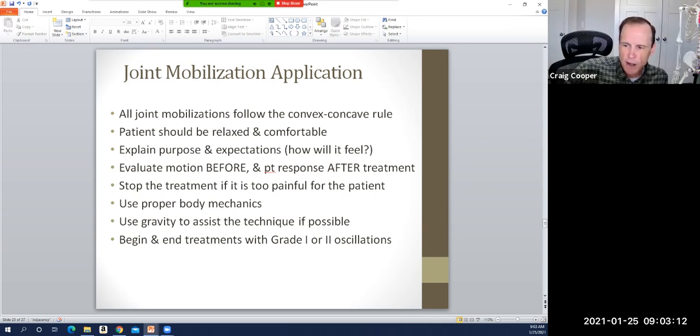And then we typically start out easy. So even if our goal is to try and get to a grade 4 mobilization, we're going to start out just moving it gently and kind of get a feel for it and then build into some of the higher grades if that is needed for that particular patient.